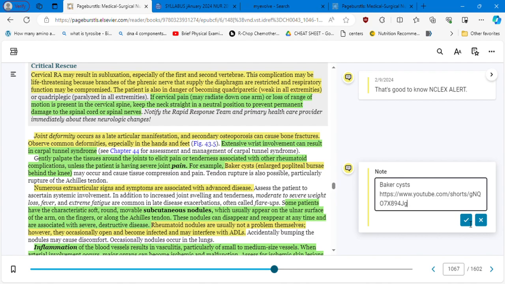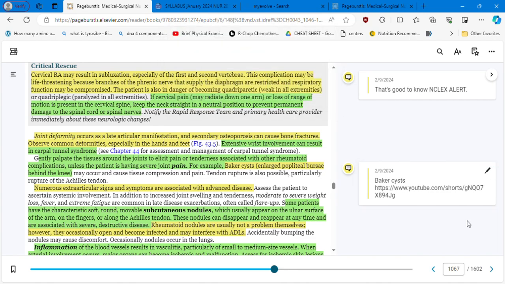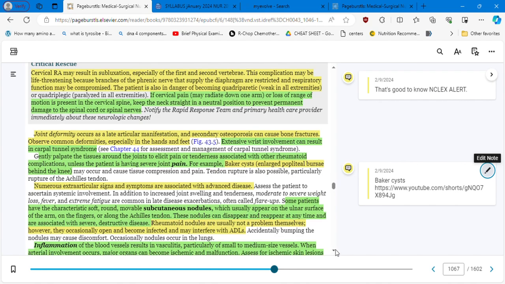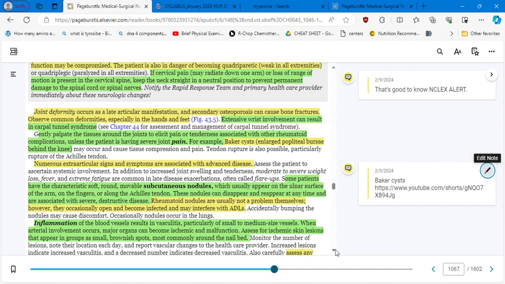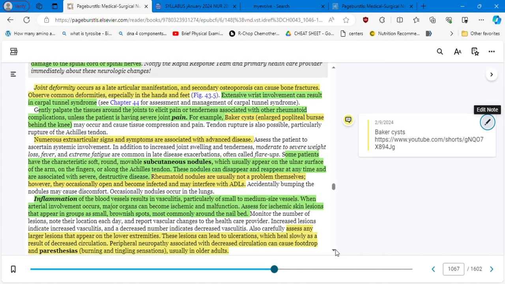Some patients have the characteristics of round, movable subcutaneous nodules, which usually appear on the ulnar surface of the arm, on the fingers, or along the Achilles tendon. These nodules can disappear and reappear at any time and are associated with severe destructive disease. So we are going to see subcutaneous nodules in the late stage, okay? Not in the early stage, because these nodules are associated with severe destructive disease. And I want you to pay attention to that, okay?